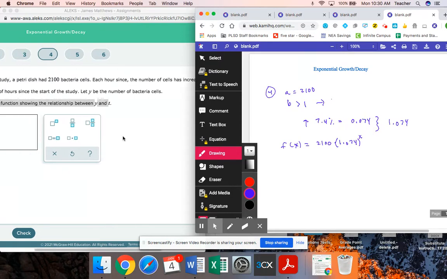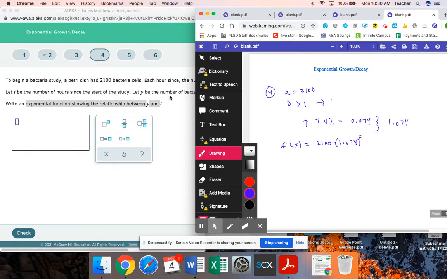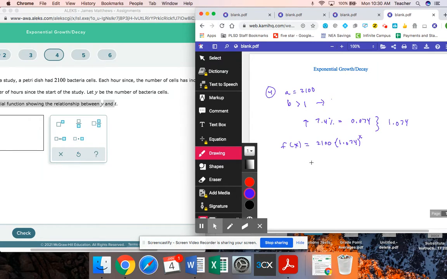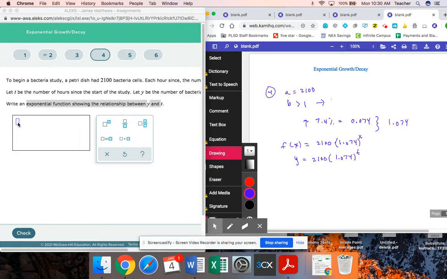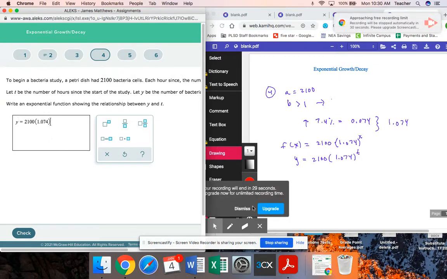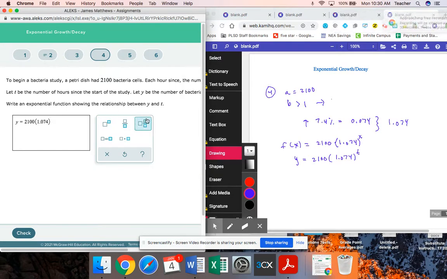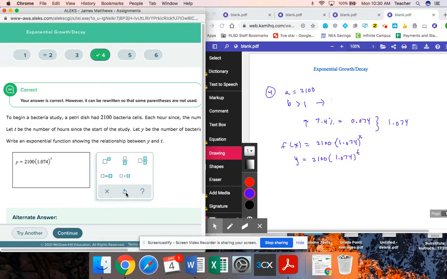Now, we're not talking about x and f of x here. We're talking about t for time and y being the actual output. So instead of f of x, I'm going to write y. The numbers will stay the same, but instead of x, I'm going to use t. So that's what I'm going to write over here. I'm going to say that y is equal to 2,100 times 1.074 to the t.